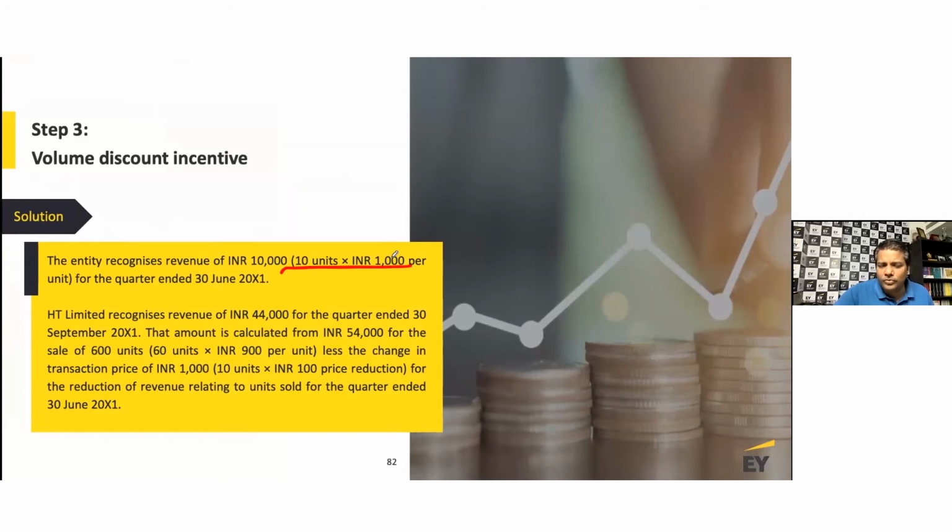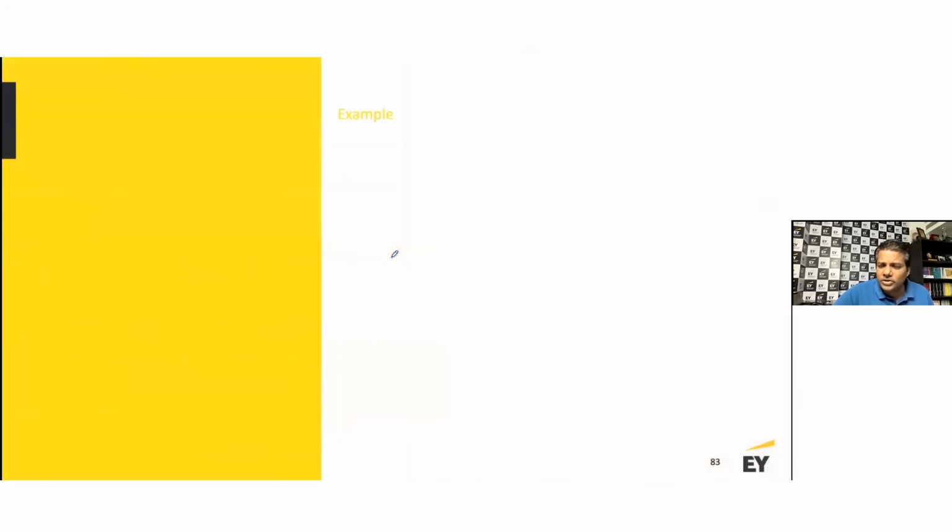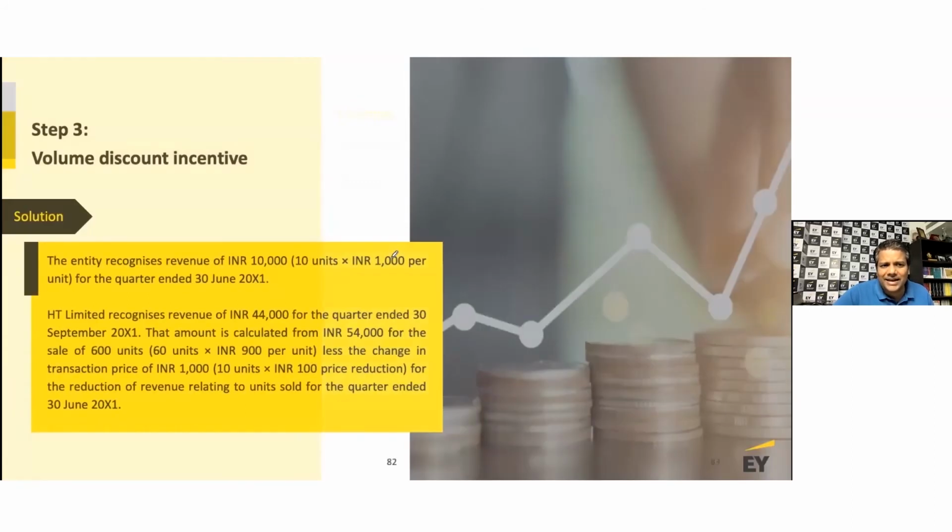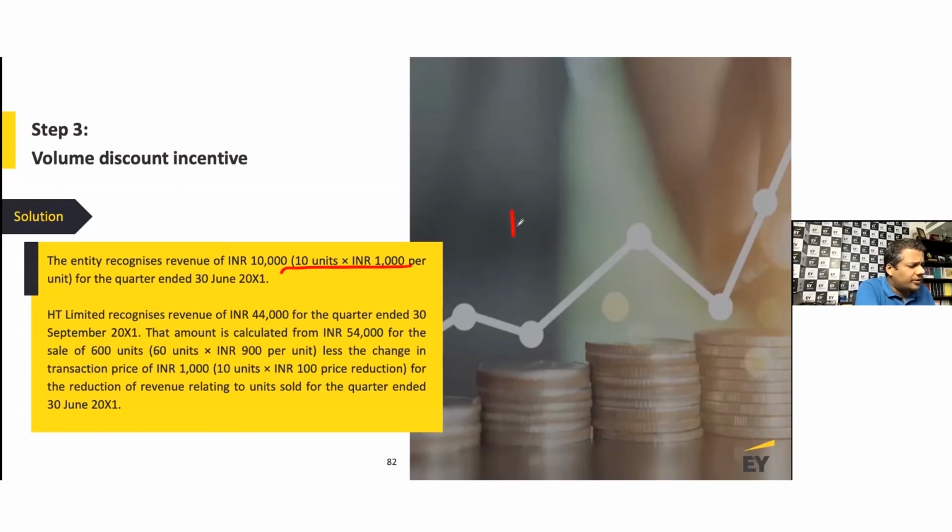Now I move to quarter two. In quarter two, I see that I'm likely to meet the discount, so I'll have to offer 100 rupees discount on each unit because the trigger is now likely to be met. How many units have I already sold? I have sold 60 units. How much is the discount? It's a 6,000 discount. Now I need to accrue it on a cumulative basis. So how much is going to be my revenue? It will be 44,000 for the quarter ended 30th September.